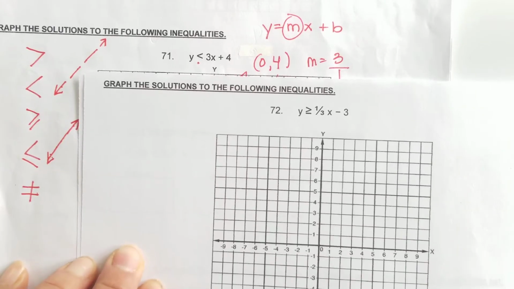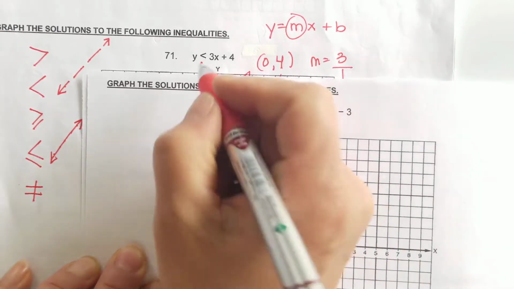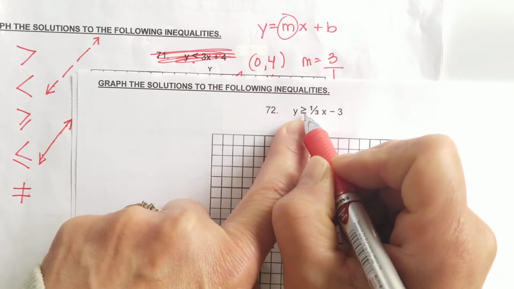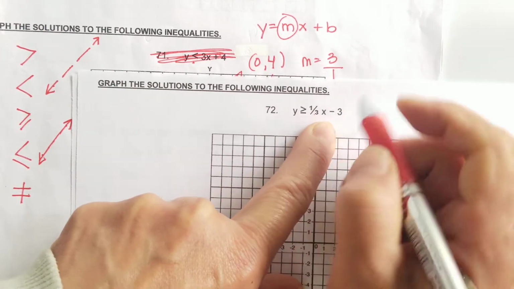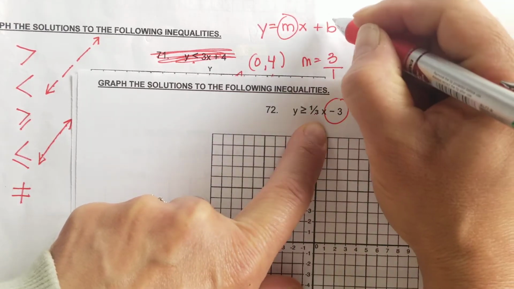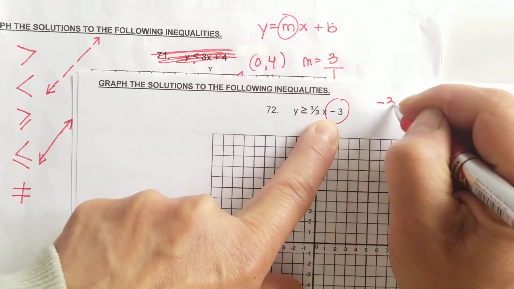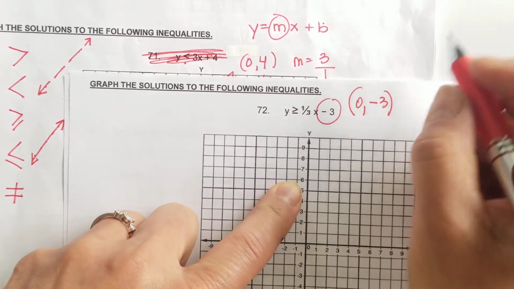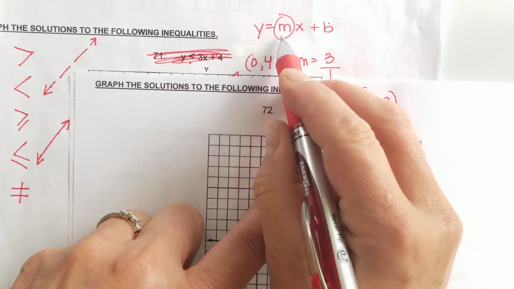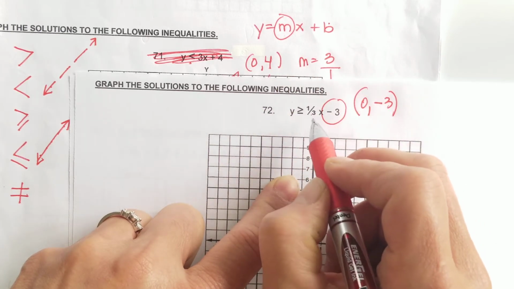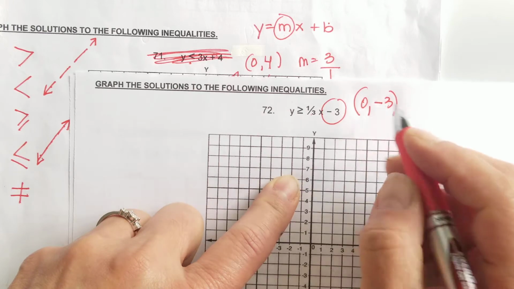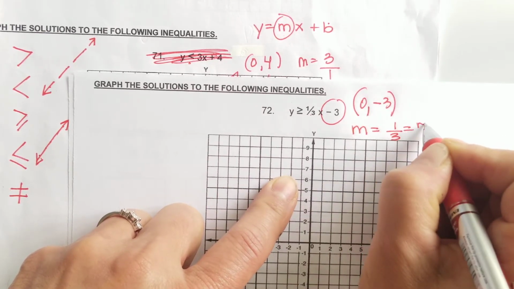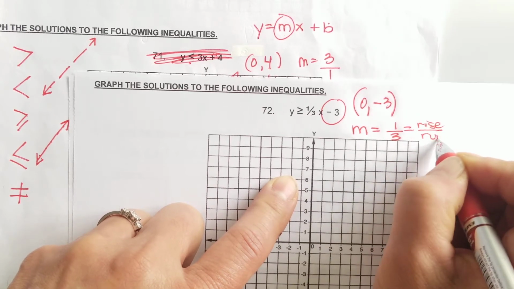Okay, let's look at number 72. Number 72 is y is greater than or equal to 1/3 x minus 3. So our minus 3 is our b, which is our y-intercept. So we're going to have (0, negative 3). And then our slope, which is m, is right here, 1 over 3, which is rise over run.